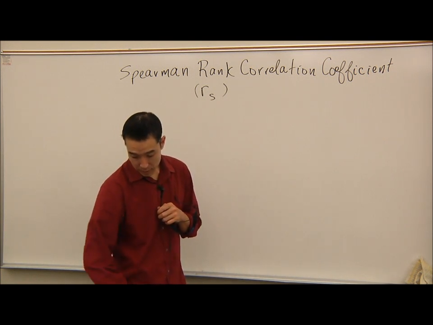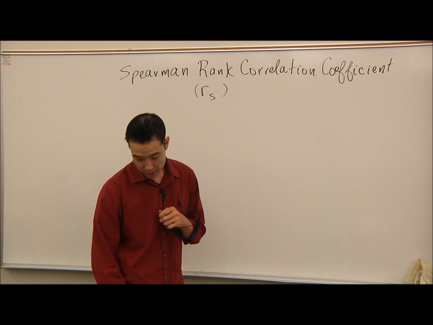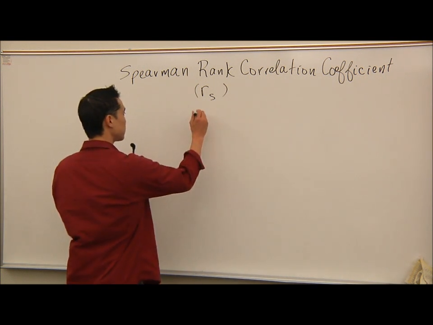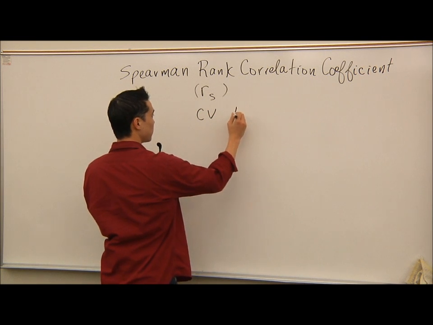And again, Table L in this book, page 794, is our table for critical values. So your critical values come from the table in the book.